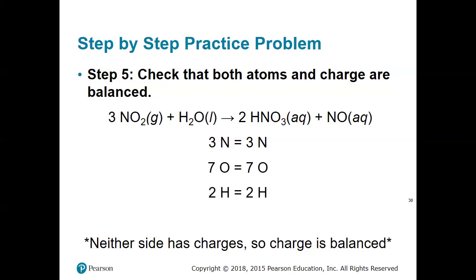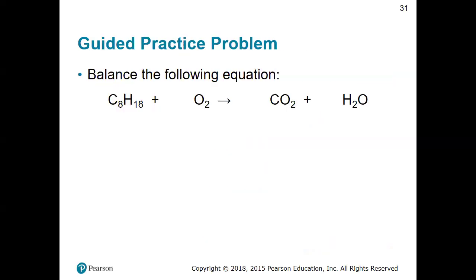For some kinds of redox reactions, keeping track of charge is important as well. That's not something that we're going to focus on a ton in this class. That's something more down the line. When you get into general chemistry, you'll see more of that kind of stuff. Let's take a look at another practice problem though.